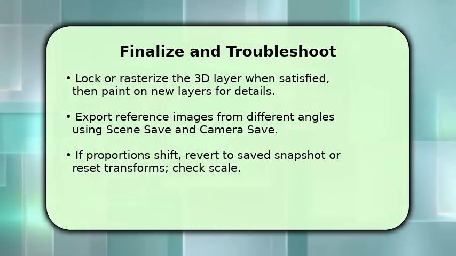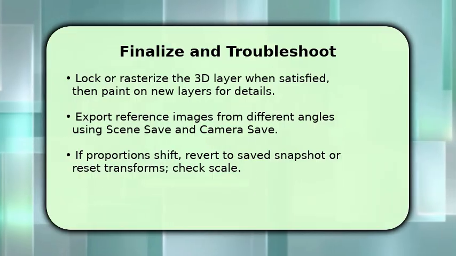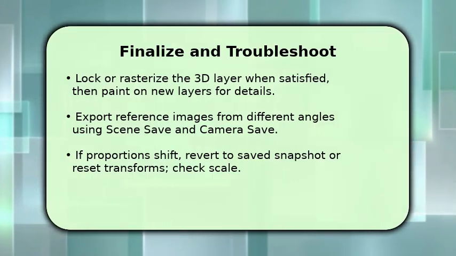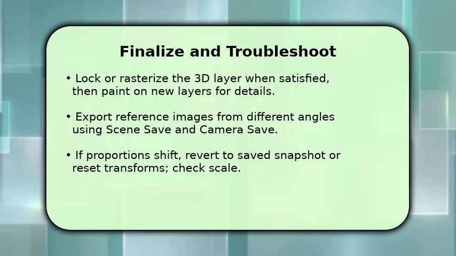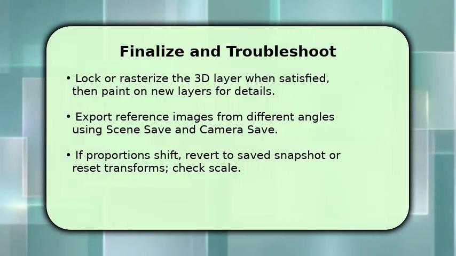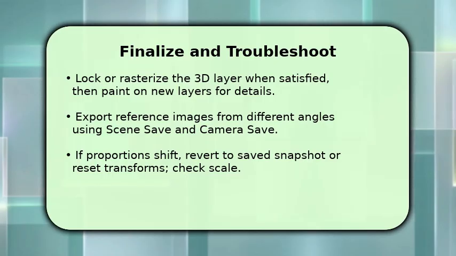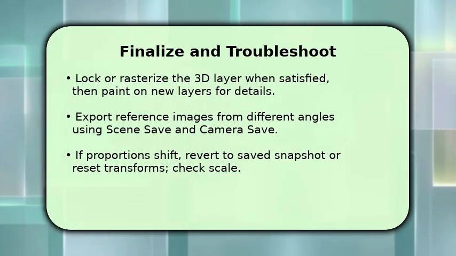If something looks off, reset the model transform or reload the scene snapshot. That recovers proportions lost to unintended scaling. Make sure to check unit scale and camera focal length if perspective appears distorted, and then continue refining.